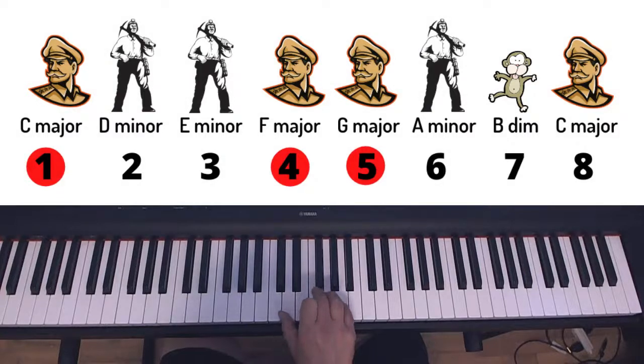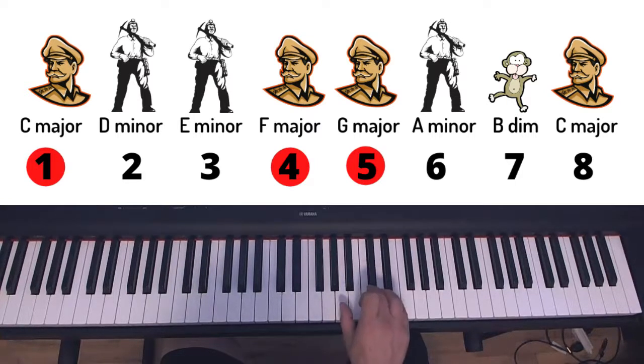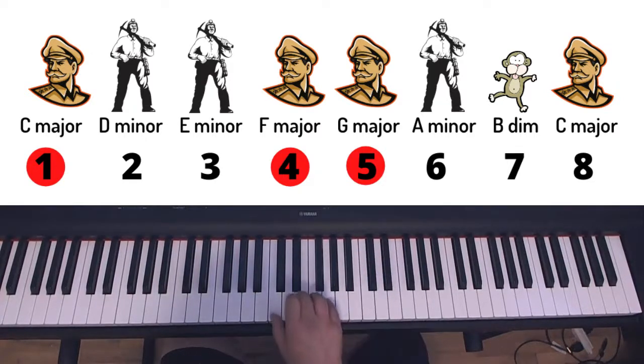Now our note is D. This is a D minor. We move it up one more note. This is an E minor, okay? And we move it up one more note. This is F. One more note, G. One more note is A. One more note is B diminished. And then we're back to C. So let's do that again.